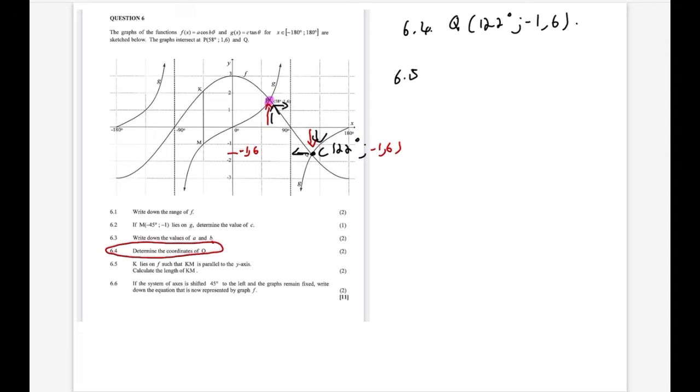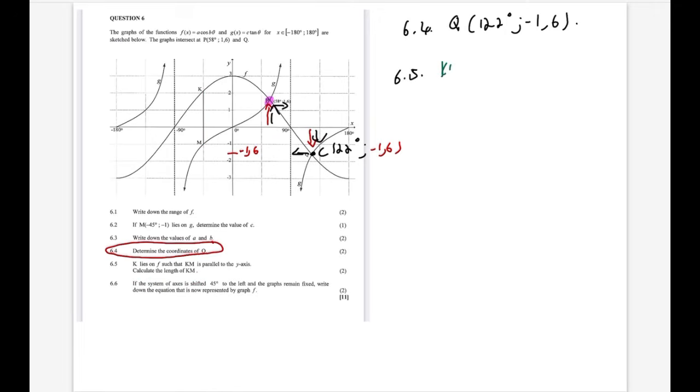6.5 then says if K, now K is this guy here, if K lies on F, which it does, such that KM, this line, is parallel to the y-axis. Parallel to the y-axis just means a vertical line. Remember, the y-axis is a vertical line. If you're parallel to the y-axis, you're a vertical line yourself. So they're saying if KM is a vertical line, then determine the length of KM.